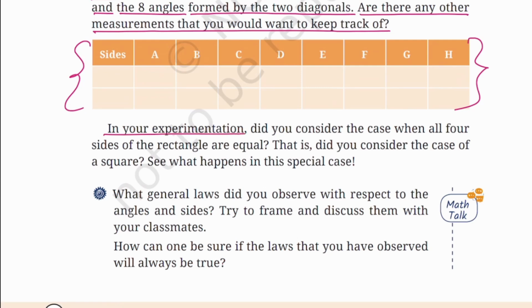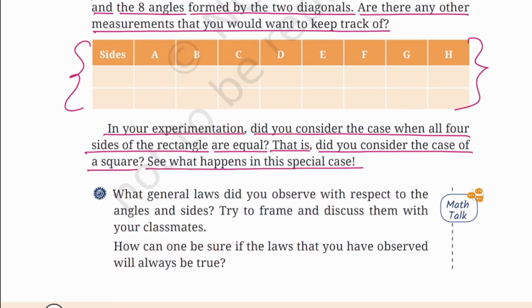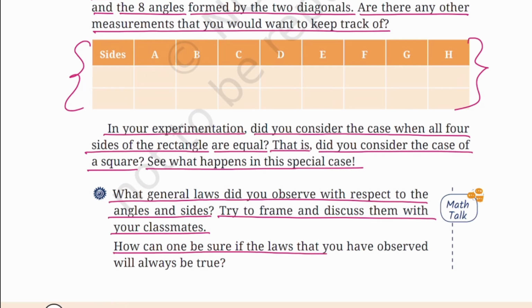In your experimentation, did you consider the case when all four sides of the rectangle are equal? That is, did you consider the case of a square? See what happens in this special case. What general laws did you observe with respect to the angles and sides? Try to frame and discuss them with your classmates. How can one be sure if the laws that you have observed will always be true?